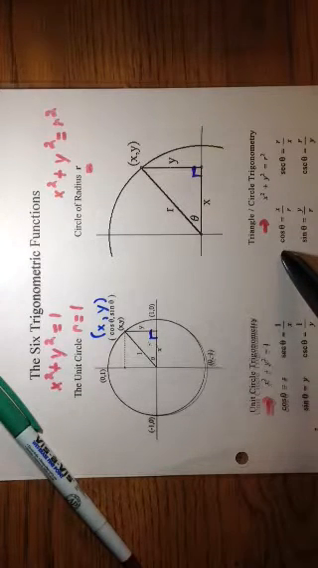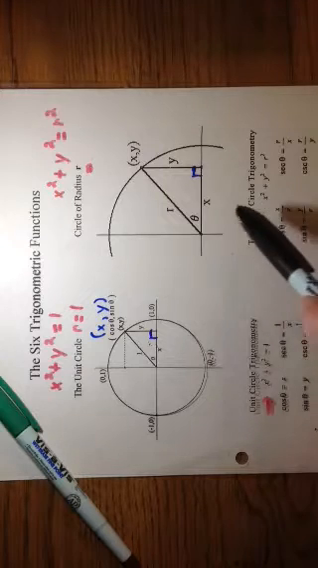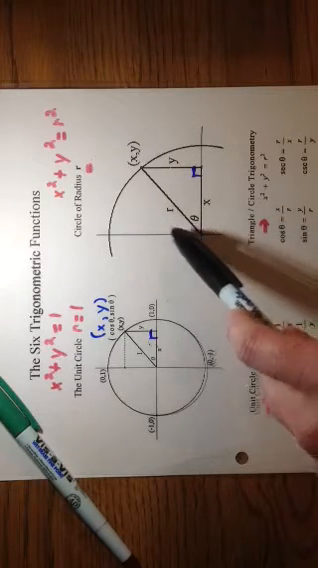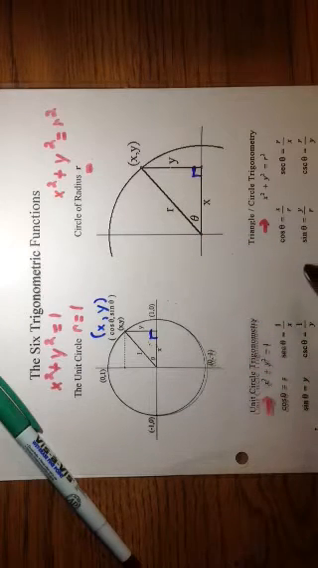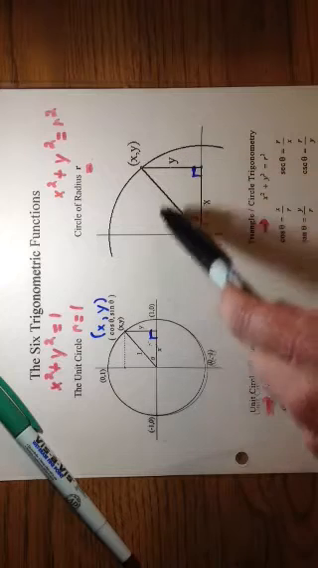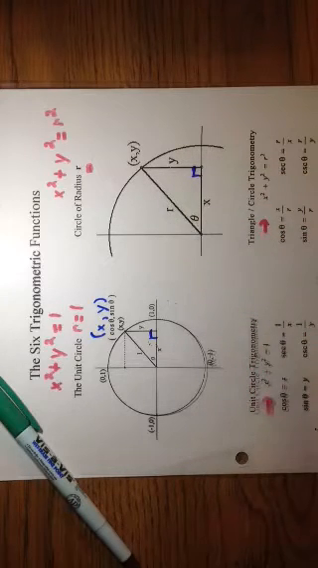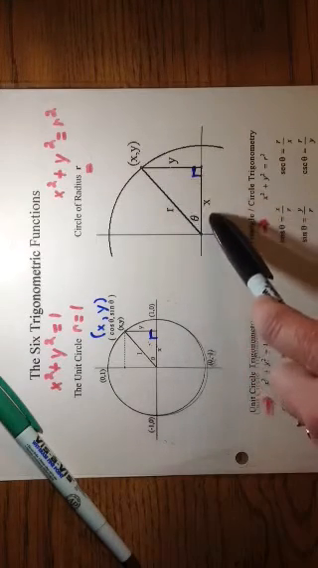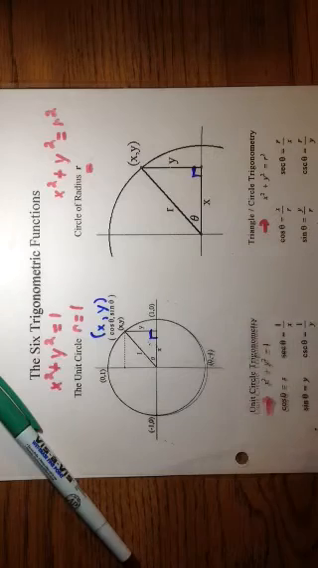For instance, cosine is x over r, which is adjacent over hypotenuse. And sine is y over r, which is opposite over hypotenuse. And then tangent, which is slightly off the screen, is the ratio opposite over adjacent, and that would be y over x.